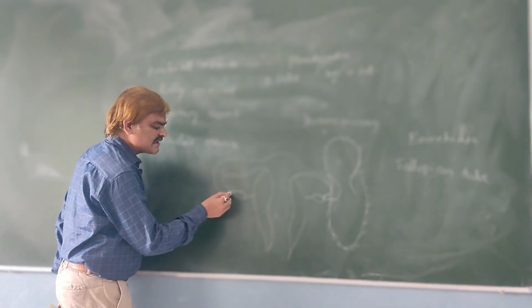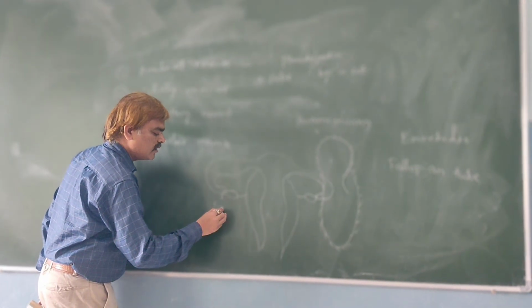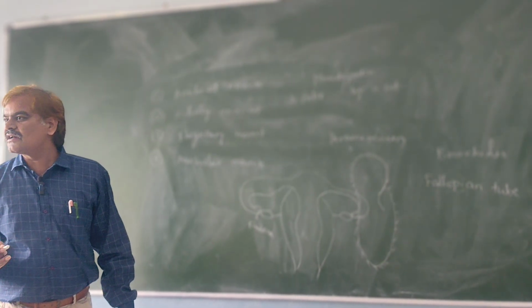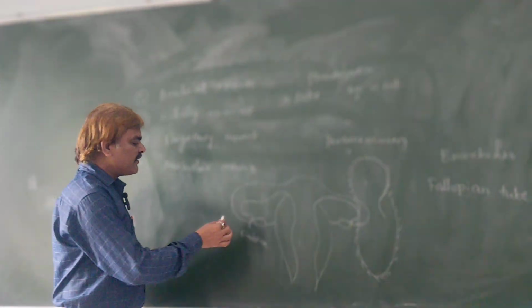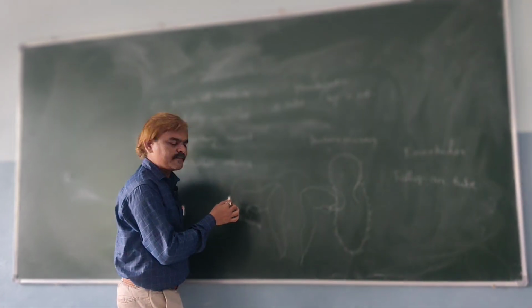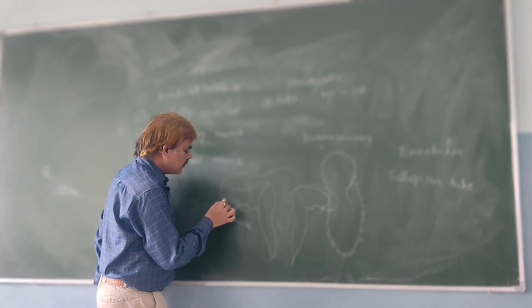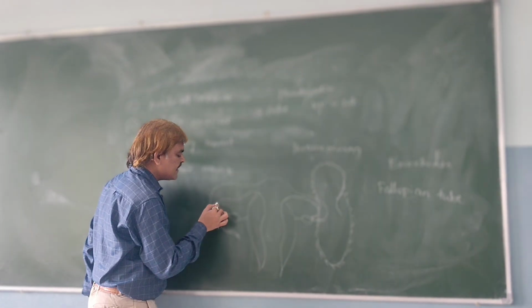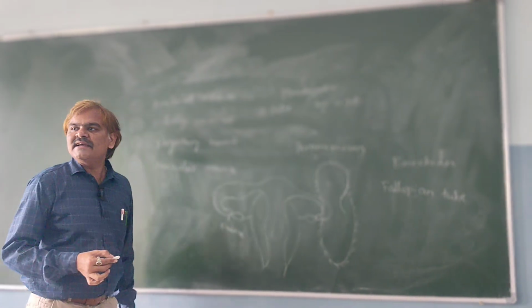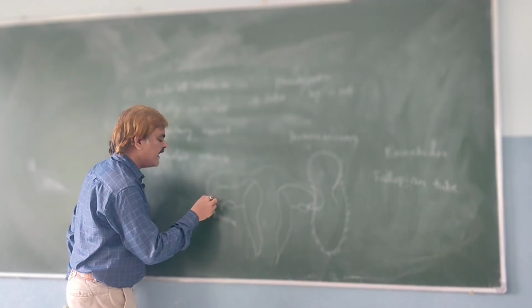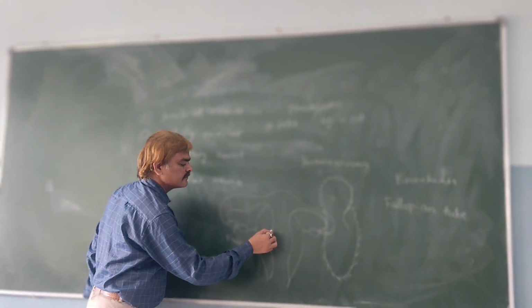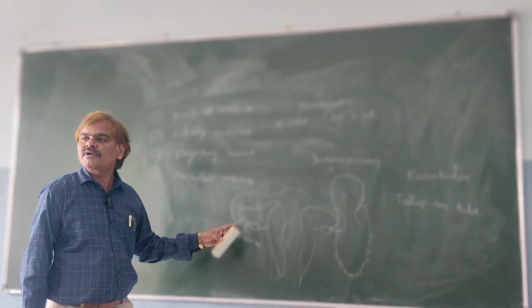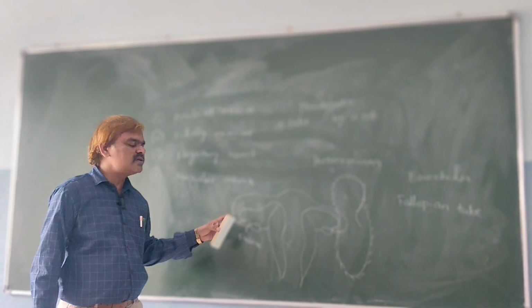Whenever the ovum is caught by the fimbriae, what is this called? Fimbriae, the finger-like projections. It is the first part of the fallopian tube. From there the ovum is transported to the ampulla region. The whole fallopian tube consists of cilia, and the cilia are responsible for the movement of the egg towards the uterus. If the cilia are not present, the egg will not be transported to the uterus. So it is also a ciliary movement.